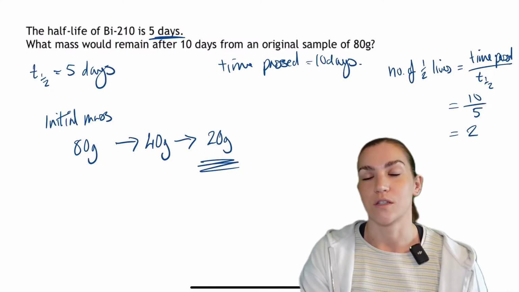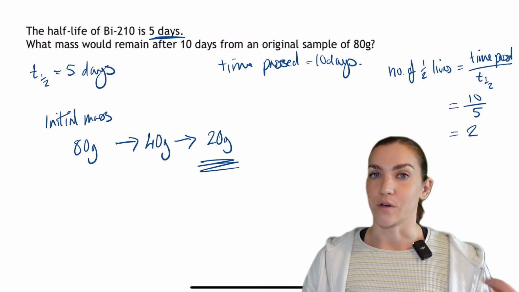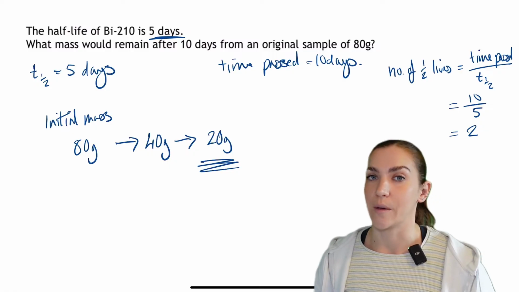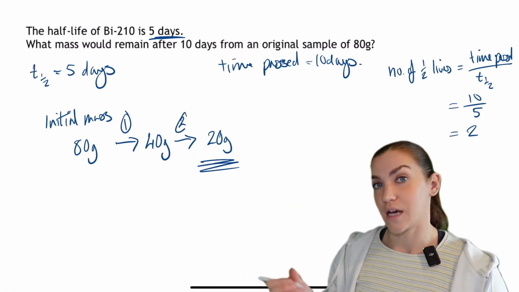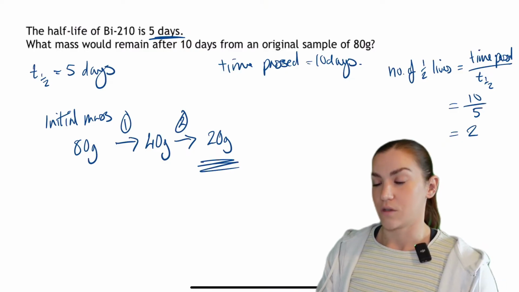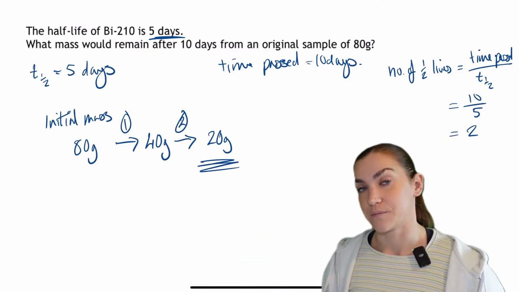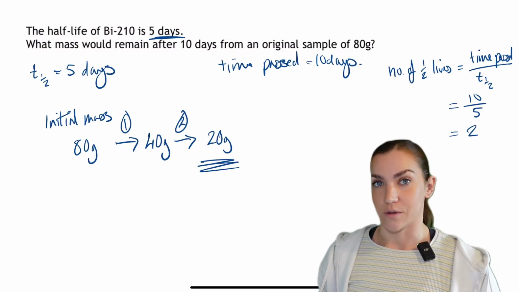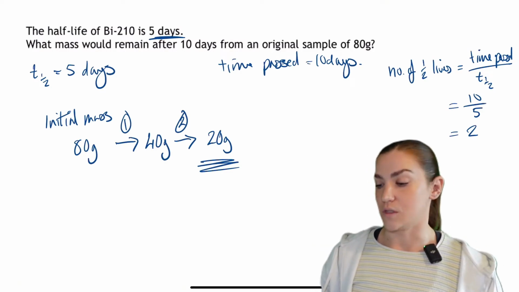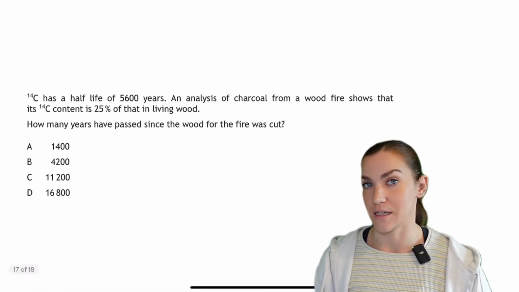Now, when you're wanting to double check that you've done the right number of half-lives, the best thing to do is count up the arrows that you have drawn. So the first arrow represents the first half-life, the second arrow represents the second half-life. So that will be our final answer for this one. There will be 20 grams of the bismuth 210 left by the time 10 days has passed.